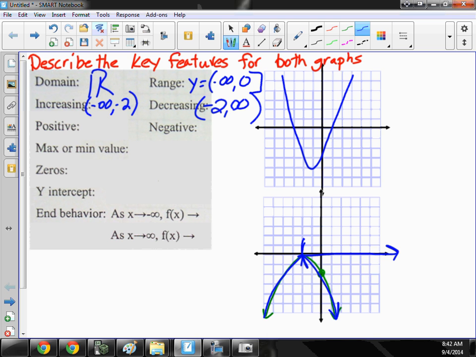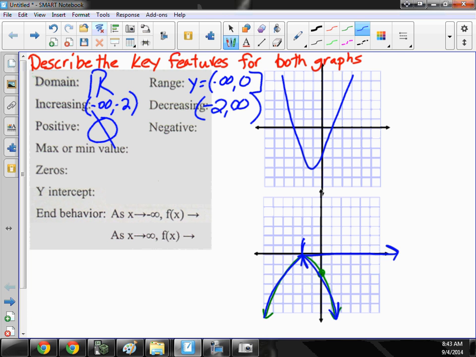Okay, where is the graph positive? It's never positive. So you can write never or nowhere or it isn't. Or you can use this symbol, which means the empty set, the empty interval. So the answer is the set of numbers that has nothing in it. Whenever you see that symbol, a 0 with a line struck through it, that just means there are no answers that fit that requirement.